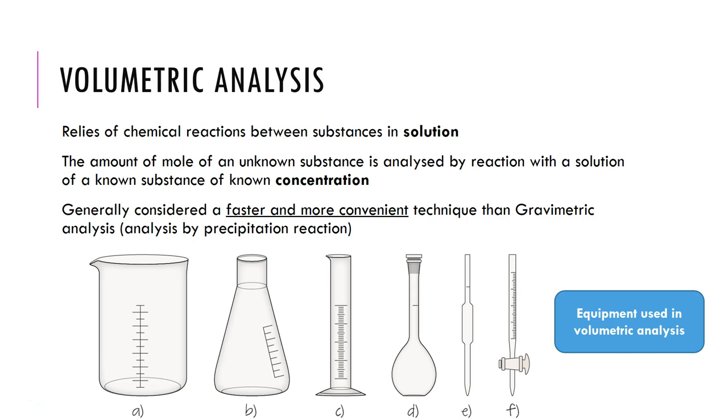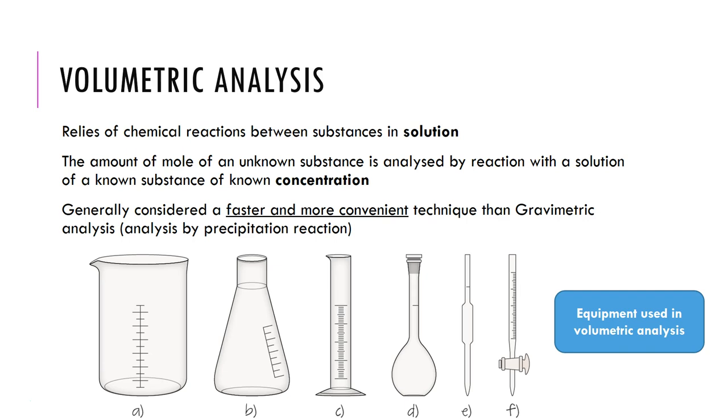Essentially, a volumetric analysis is looking at chemical reactions between substances in solution. So we're always looking at things that are dissolved, aqueous. We're not looking at precipitation reactions. They're always aqueous solutions. And we use it to determine how much of an unknown substance there is by reacting it with a solution of known substance and known concentration.